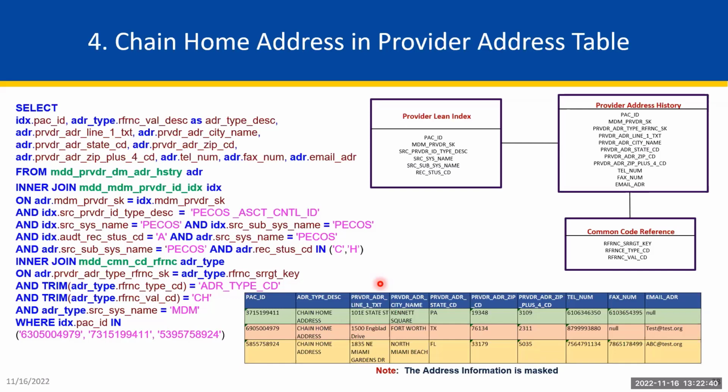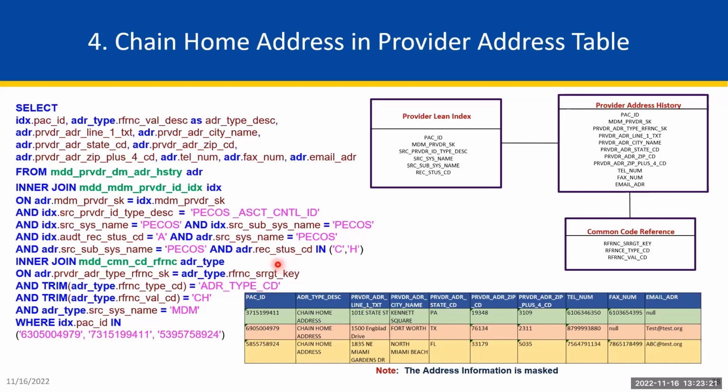As I mentioned earlier, when we are working with the PMI data sets, it's very important for every user to understand how the data is stored and what the level of the record stored in MDM is. For example, as I mentioned earlier, PAC ID, the name information, and sanction legal action are stored at PAC ID level. Similarly, the chain home address is stored at PAC ID level. That's why you'll see the description is at PAC ID level. And since the data is only from PECOS, we have added the filter to get the data from PECOS.